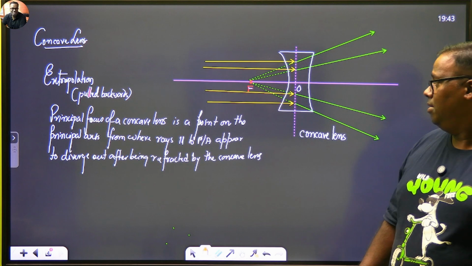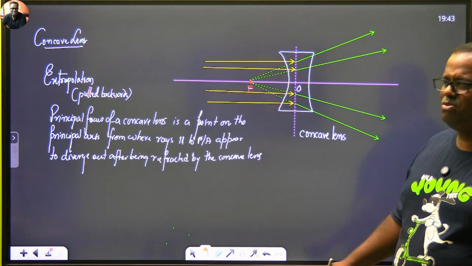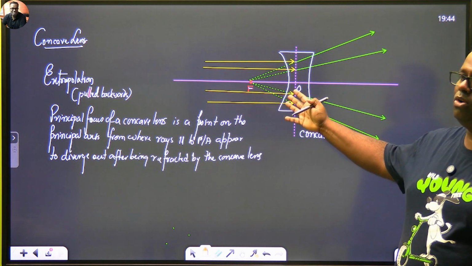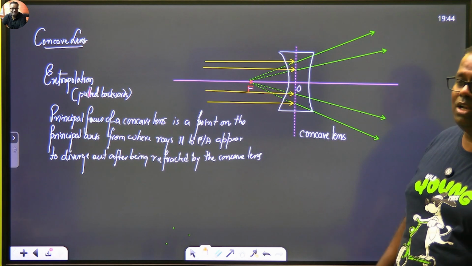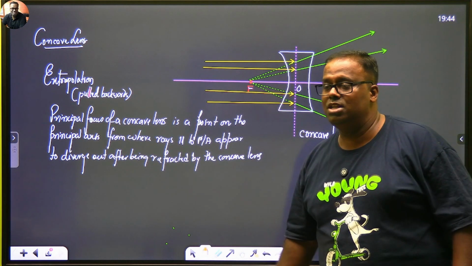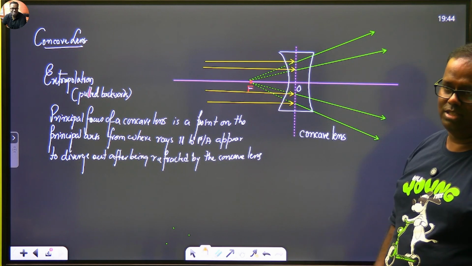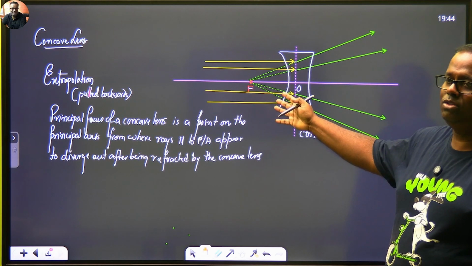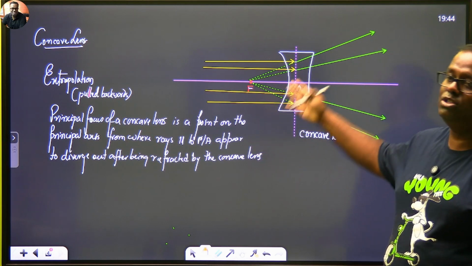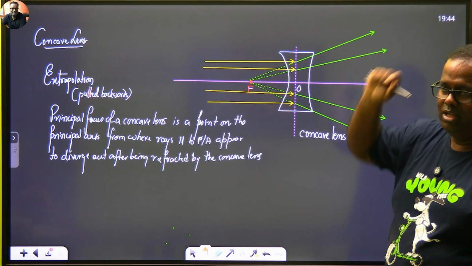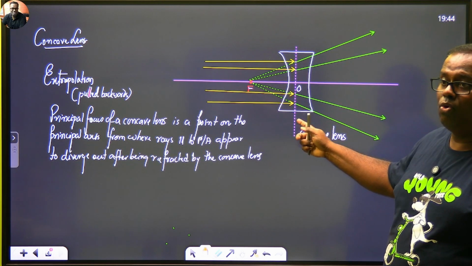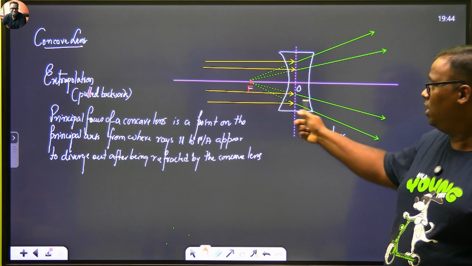Understood? So obviously here also the same story happens, that if the rays were parallel but were not parallel to the principal axis. So you may ask, sir, is there no focal plane here? My dear child, focal plane is there on every lens. So if the rays were not parallel to the principal axis, they would have appeared to diverge out from a point on the focal plane. Sir, do we have a focal length here also? Yes, we have a focal length here also.